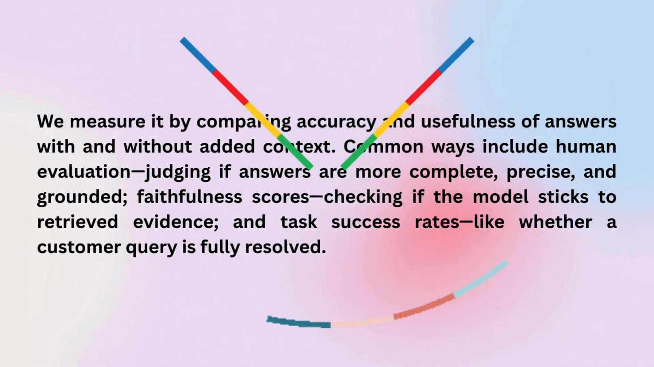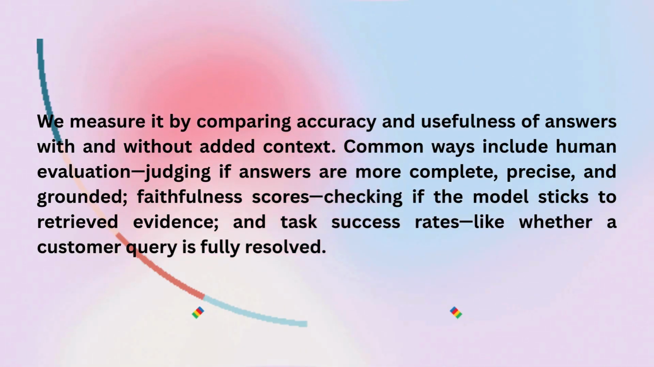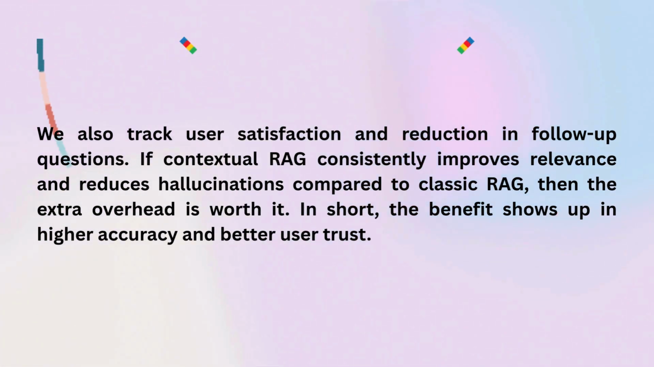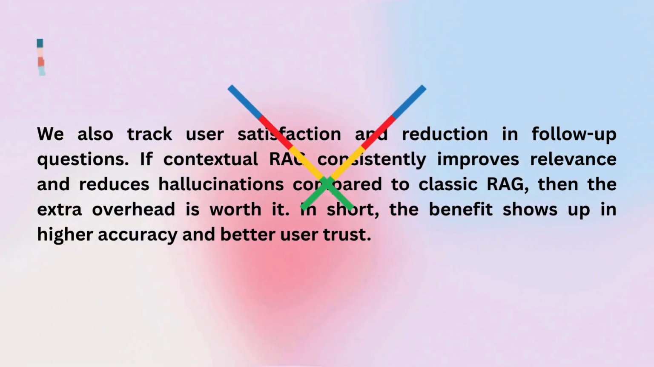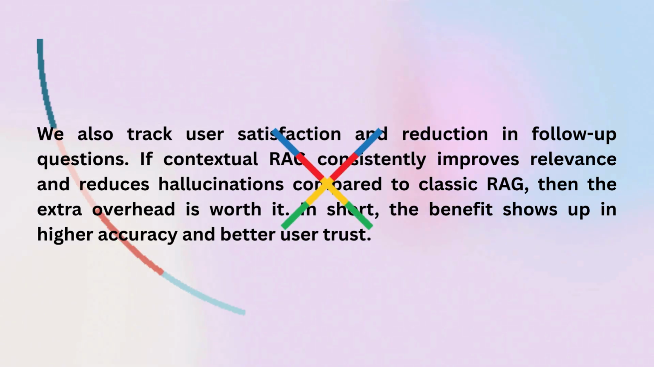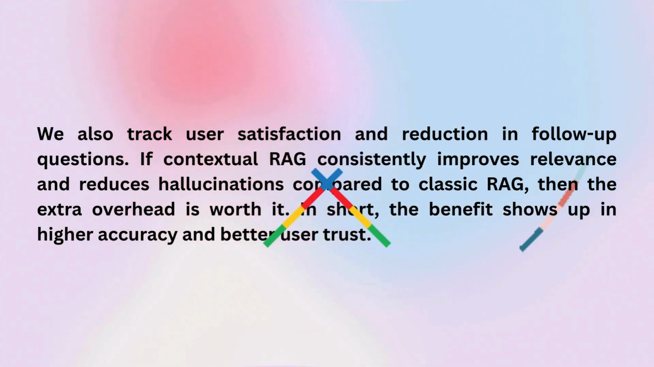Faithfulness scores, checking if the model sticks to retrieved evidence, and task success rates, like whether a customer query is fully resolved. We also track user satisfaction and reduction in follow-up questions. If contextual RAG consistently improves relevance and reduces hallucinations compared to classic RAG, then the extra overhead is worth it. In short, the benefit shows up in higher accuracy and better user trust.